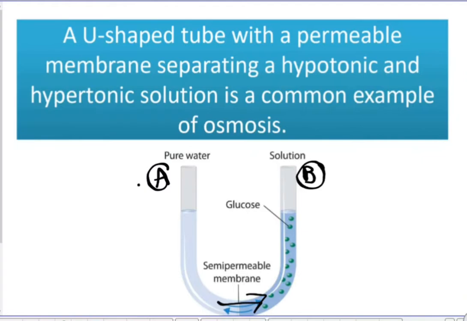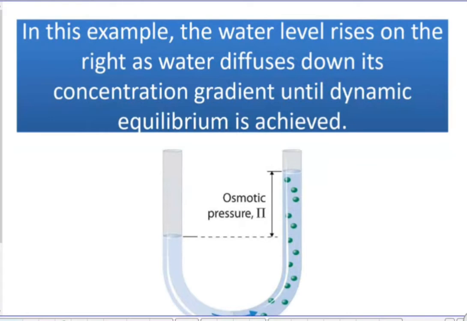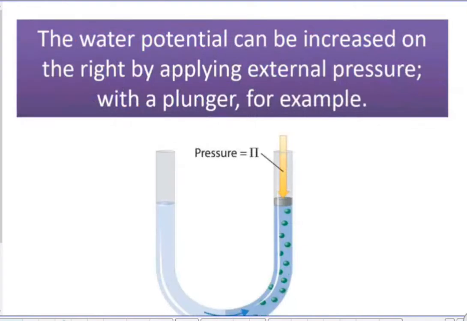And you can see here it's going to move from side A to side B because water is going to move towards the higher concentration of solute. The water is going to decrease on side A and increase on side B. As a result of that movement, I'm going to have osmotic pressure that I've labeled here.